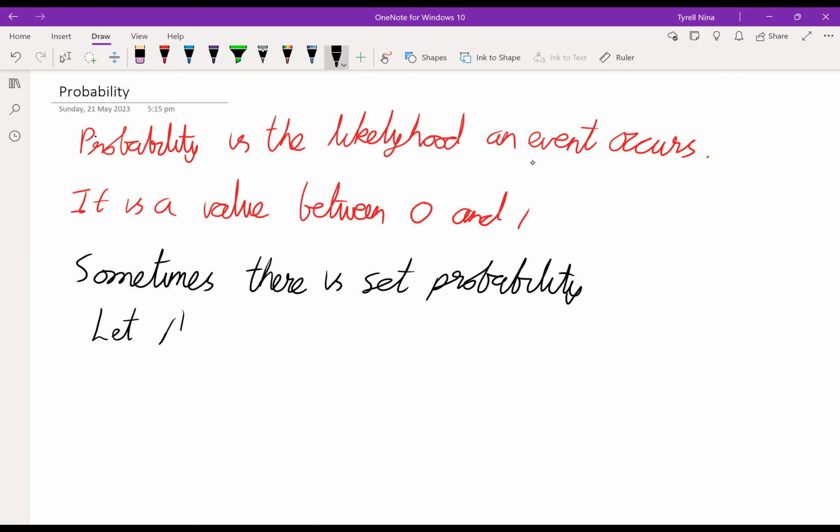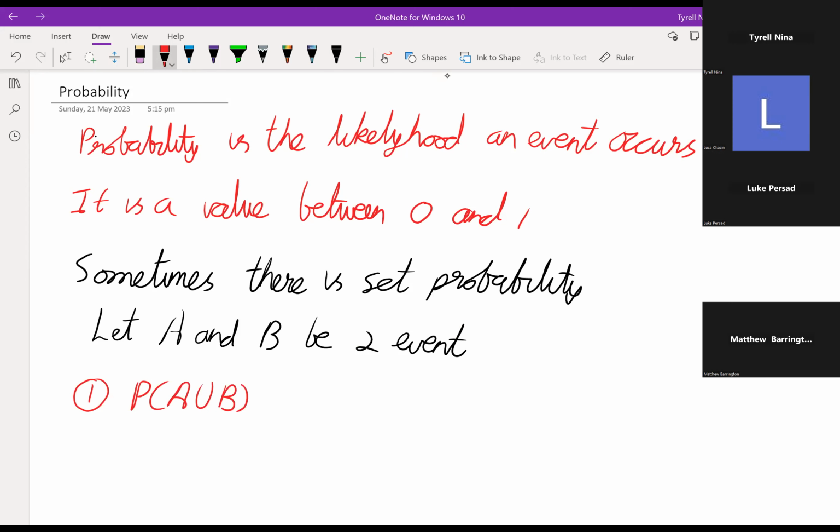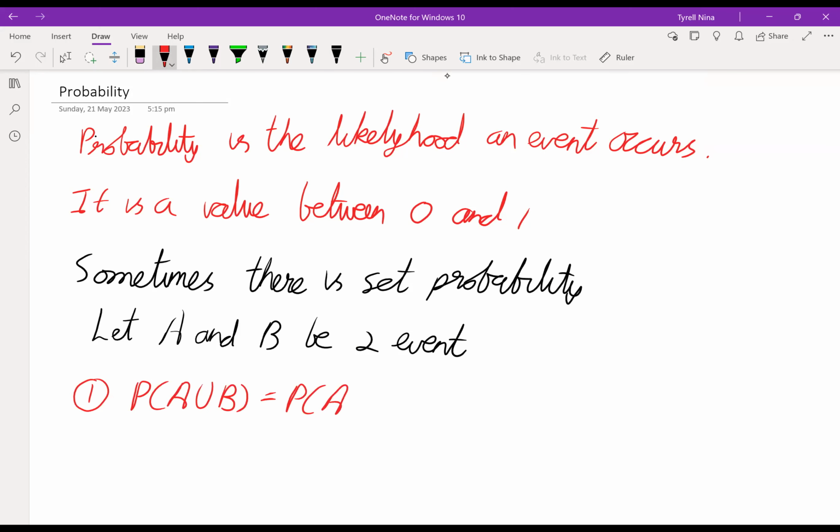Let A and B be two events. One, the main equation I need to know: probability of A union B is equal to the probability of A plus the probability of B minus the probability of A intersect B.